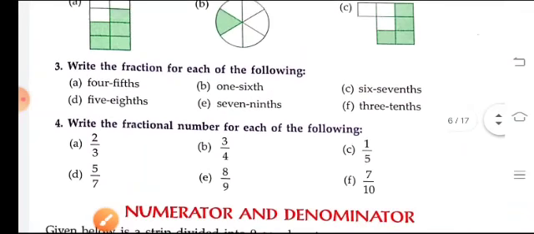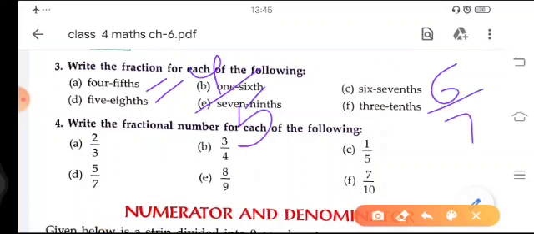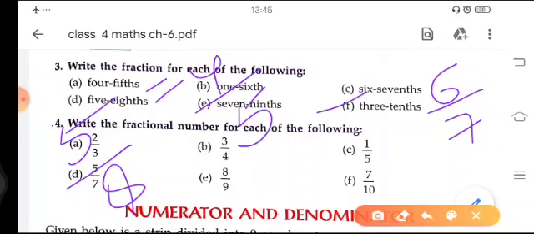Now in question number 3, you can see here that you have to write the fractions for each of the following. 4 fifths, you can write it 4 upon 5. 6 sevenths, you can write it 6 upon 7. 5 eighths, you can write it 5 upon 8. 3 tenths, you can write it 3 upon 10. So you can see that that is a very simple question for you.